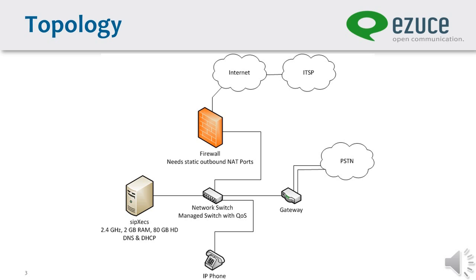We'll need some IP phones, of course. A gateway is a device that connects to the PSTN if you have analog telephone lines. If you want to connect to an ITSP, or Internet Telephony Service Provider, a gateway won't be required, but a firewall that connects you to the Internet will need to be able to do what's called static outbound NAT. Again, if you don't know what that is, read up a little bit and find a compatible firewall.